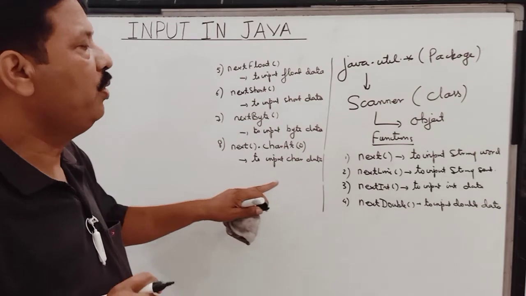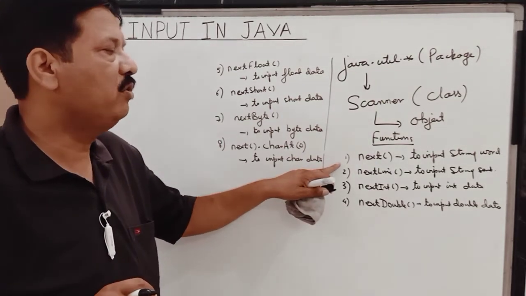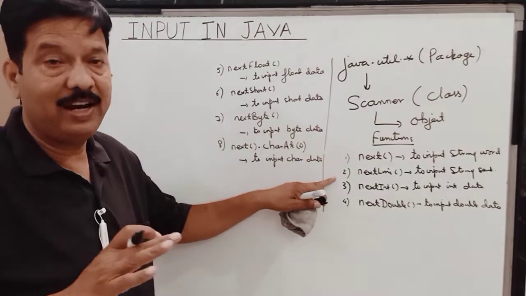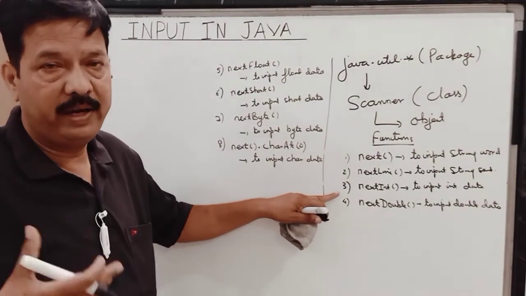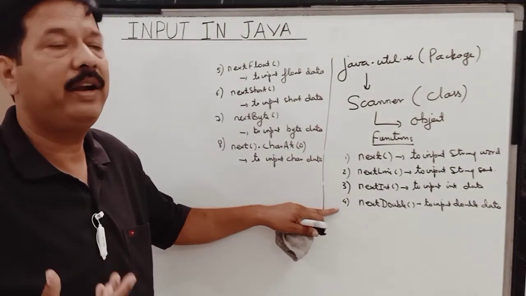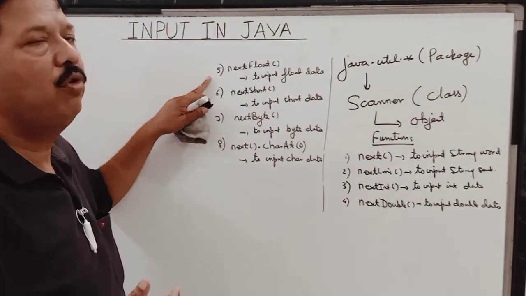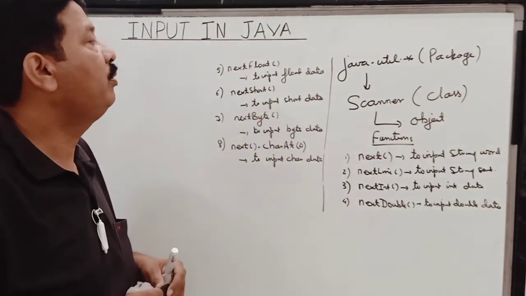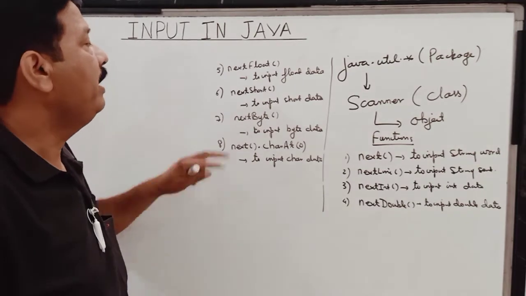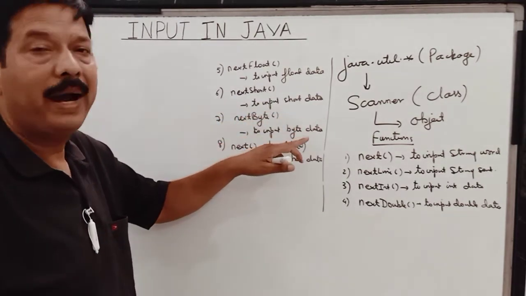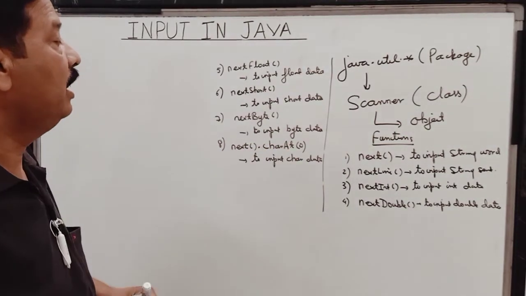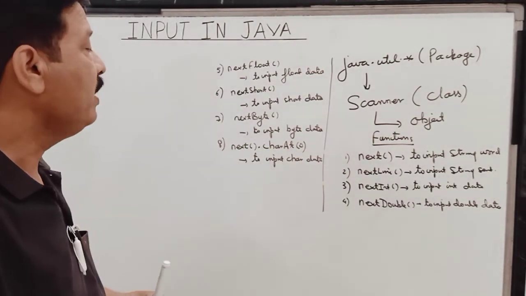So, children, to enter a string word we are using next. Then to input a string line we use nextLine. Then nextInt to enter an input data. nextDouble we enter a double data. Then we have nextFloat to input a float data type. Then nextShort to input a short data type. nextByte to input a byte data type. Then next().charAt(0) to input a char data type.